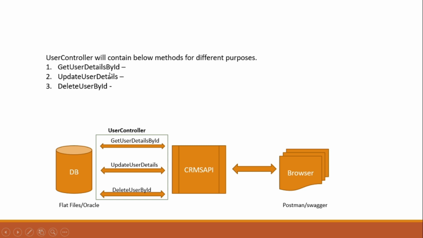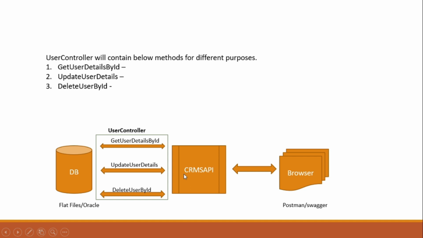So first one is get user details by id, which we will implement further on. Here you can see the browser. Browser could be a simple Chrome browser, it could be Swagger implemented in a browser, or it could be Postman. So the client could be anything for consuming the APIs. Because it's an HTTP API, any client like a mobile or browser, anything which understands HTTPS services can consume these APIs.